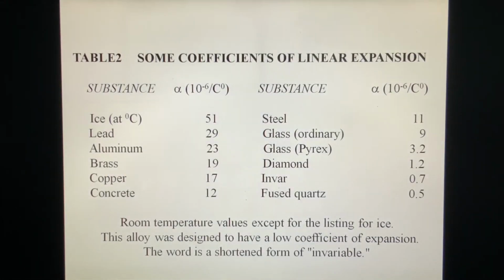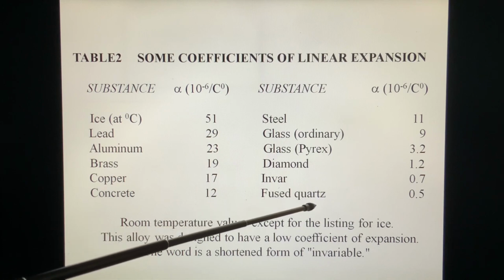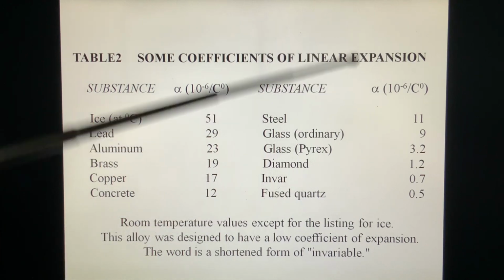This is a table of linear expansion coefficients. Look at this, different metals have different values. This is the smallest, fused quartz. This is alpha.